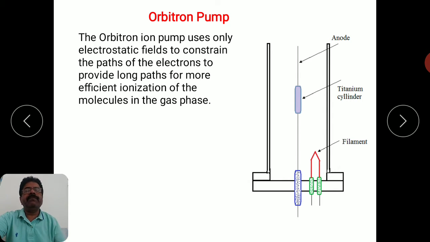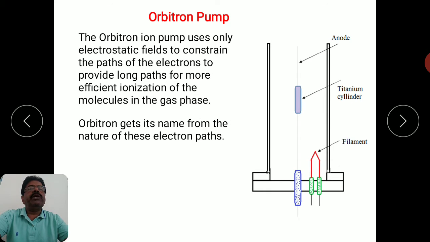Earlier we have seen in the sputter ion pump that the magnetic field was also used along with the electric field. But here in the case of the Orbitron pump, only electrostatic fields are used in order to constrain the path of the electrons. The diagram of the Orbitron pump is shown here. The Orbitron gets its name from the nature of these electrons' path.